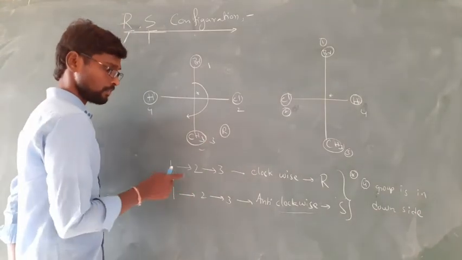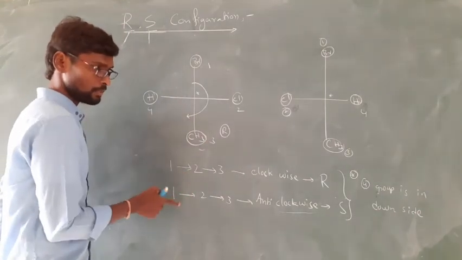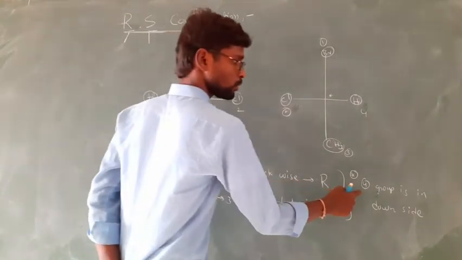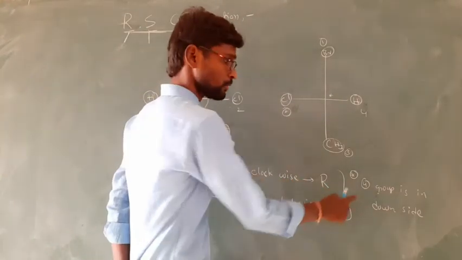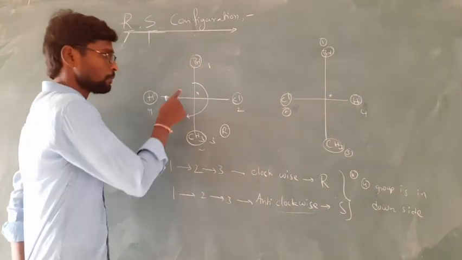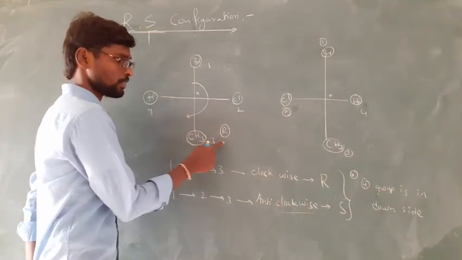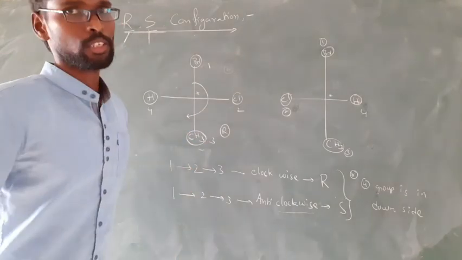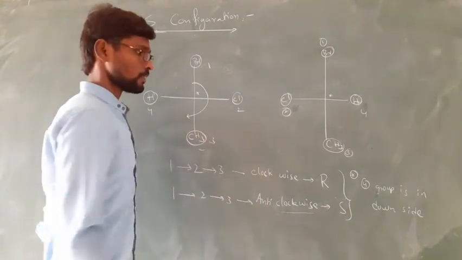But what we said before, we have studied one condition here. When the fourth group is on the downside, then only these rules are applicable. That means if 1, 2, 3 are clockwise, we have to give R. But here it is not like that. It is like this.